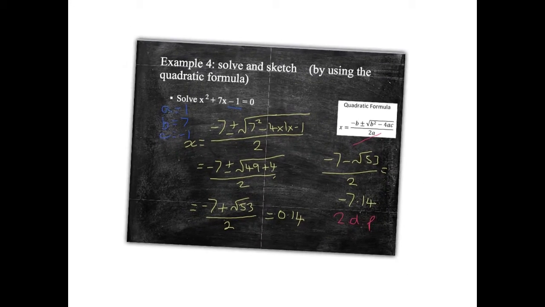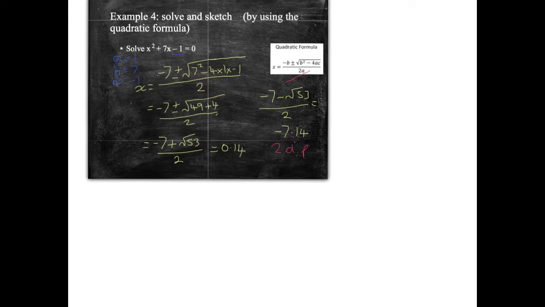Okay, so if I were to sketch this out, and again I'm going to do it quite roughly, let's have a little look, see what I'm going to think. Well, I know certain things. I know that it crosses my y-axis at minus 1. I know that it crosses my x-axis at 0.14, so somewhere just here, and minus 7. So I'm going to get a graph that looks something like this. It's going to come down and it's going to come back up like this.